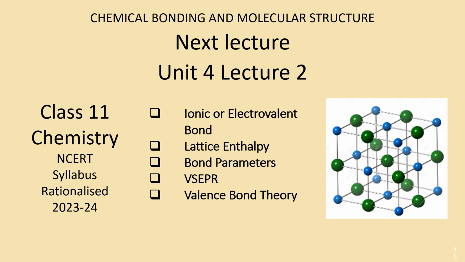With this, we come to the end of lecture 1 of chemical bonding and molecular structure. In the next lecture, that is lecture number 2 of unit 4, we will discuss ionic or electrovalent bond, lattice enthalpy, bond parameters, and if time permits, we will also discuss VSEPR and valence bond theory.